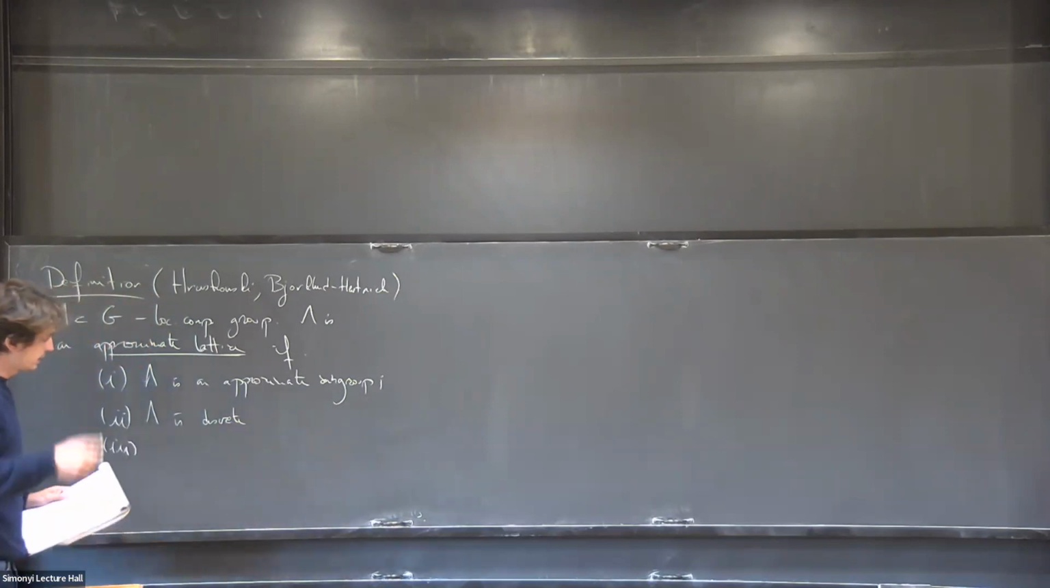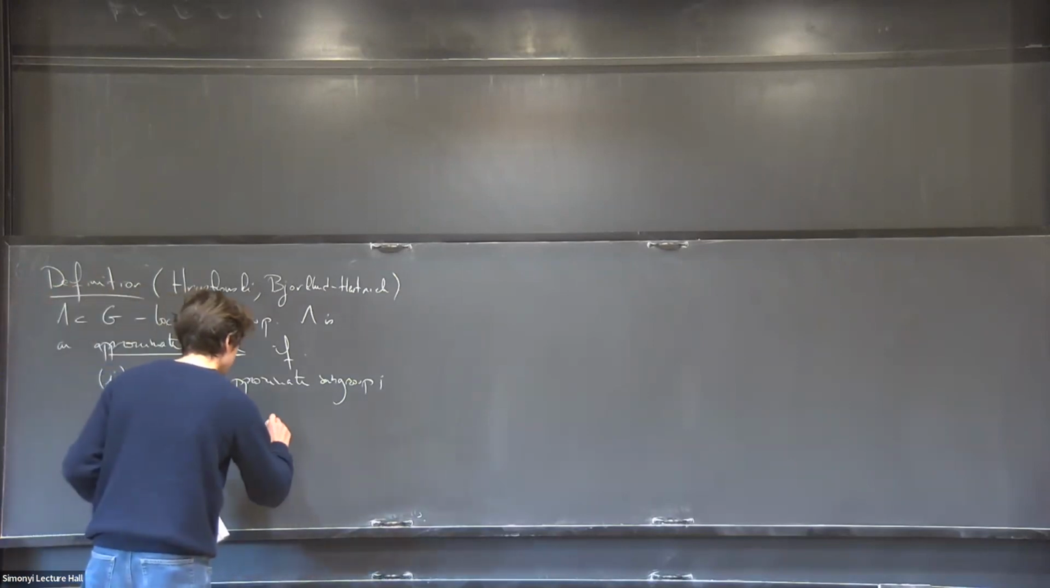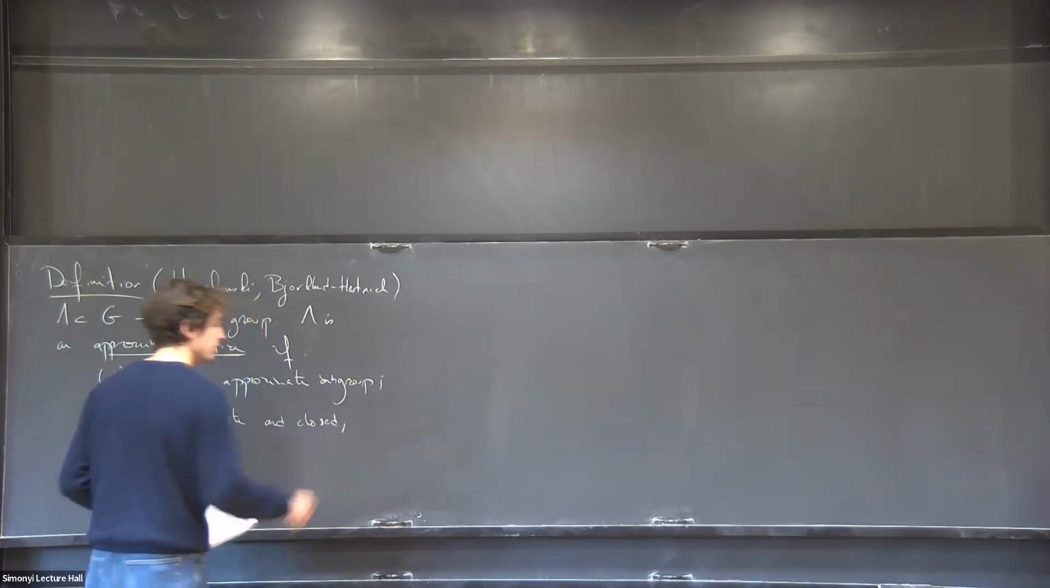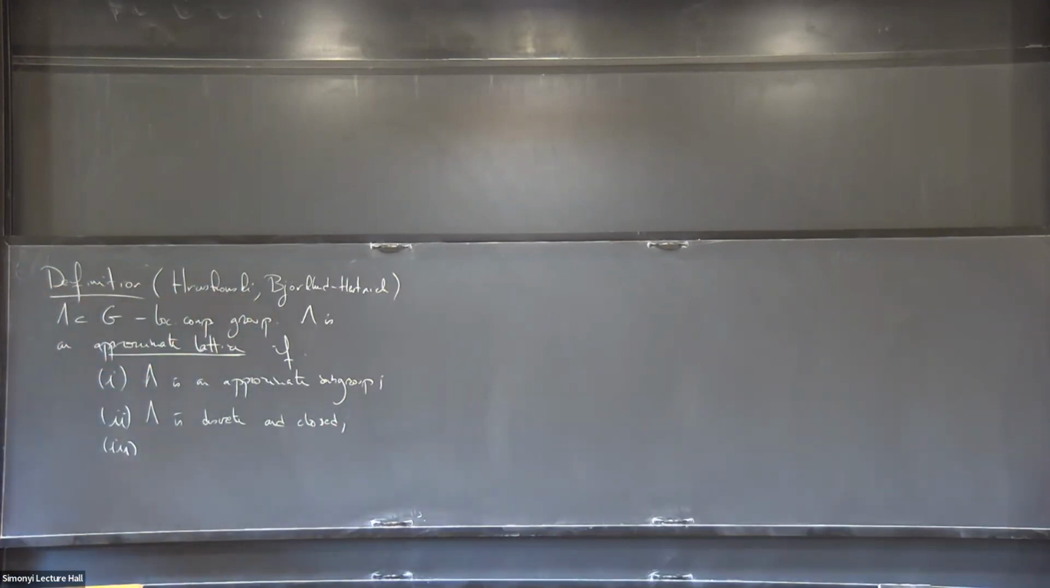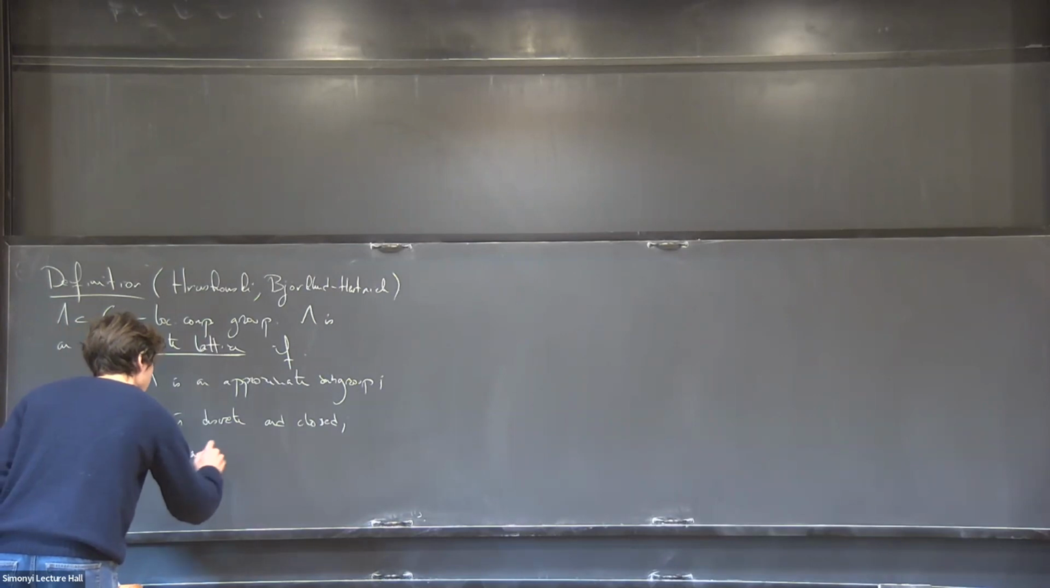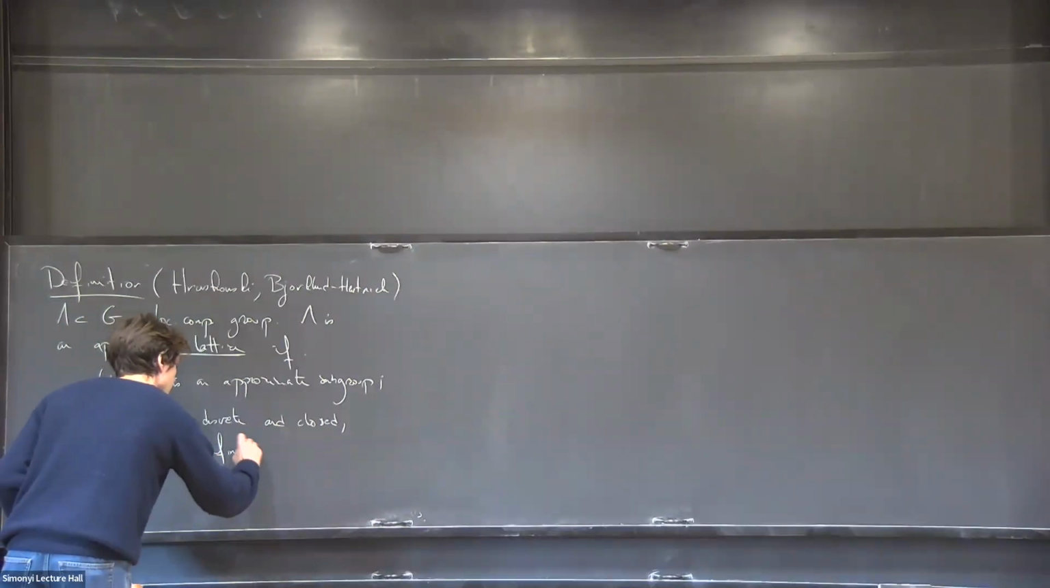But when I say discrete, what I really mean is discrete and closed. In other words, if you take any compact subset of G, the intersection of lambda with this compact subset is finite. You don't want any odd behavior around any meeting point. And the third one is you want it to be fairly widespread, fairly big. You want it to be very large in G, and that is, lambda has finite covolume.